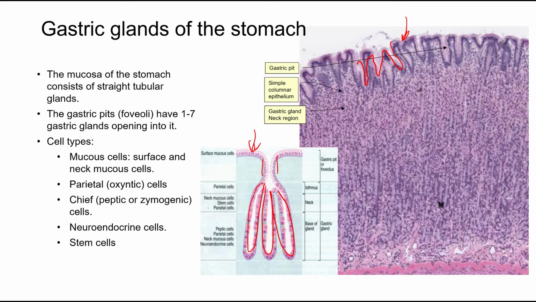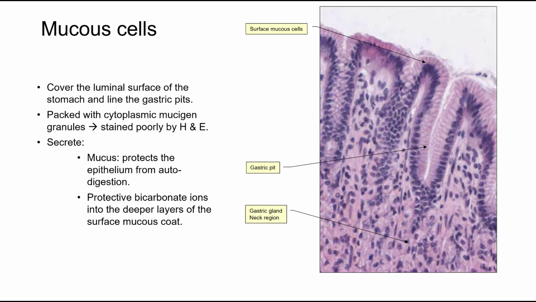The cells here, there are different types of cells. I can see the mucus cells, as I mentioned. They are present on the surface, they are present in the pit, as well as in the neck of the gland. And the other type of cells are the parietal or oxyntic cells. And then we have the chief cells, and then we have neuroendocrine and stem cells. Now let's deal with these cells on separate basis.